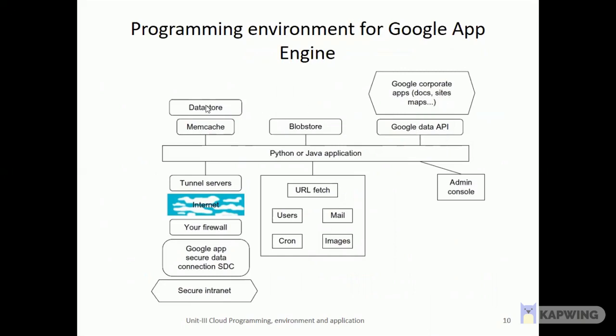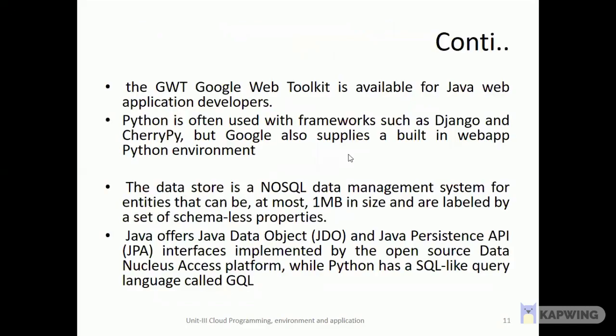Then this will be a data store, which consists of memcache, then tunnel servers, internet, your file, or for security purposes Google Apps secure data connection using SDC, then secure intranet, and URL fetch, user, mail, images, and Chrome. So this is a Python or Java application. The GWT, Google Web Toolkit, is available for Java web application development.